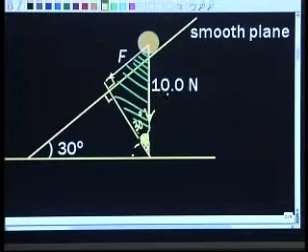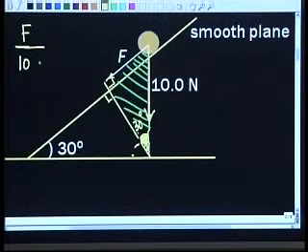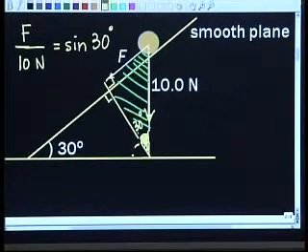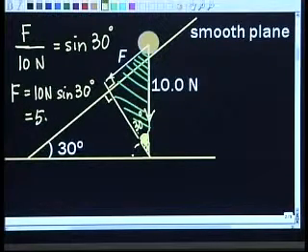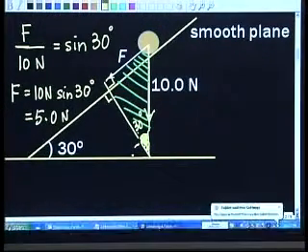F divided by 10 newtons equals sine 30 degrees. Alright, let's write it down. F divided by 10 newtons. This will give me sine 30 degrees. So what is F? F equals 10 newtons multiplied by sine 30 degrees. This gives me 5 newtons.